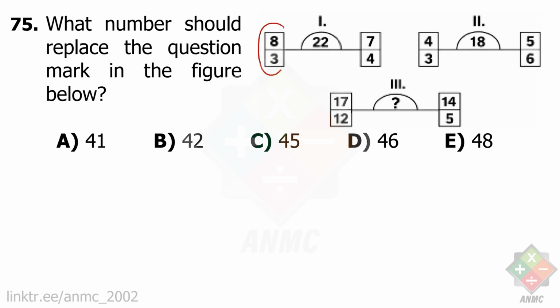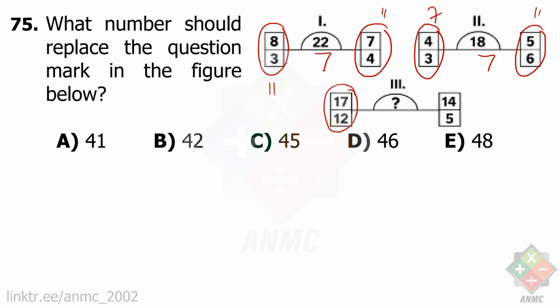Sum of the squares is semicircle. This is 11. This is 11. Total 22. This is 7. This is 11. Total 18. This is 29. This is 19. 29 plus 19 is equal to 48. The answer is E.